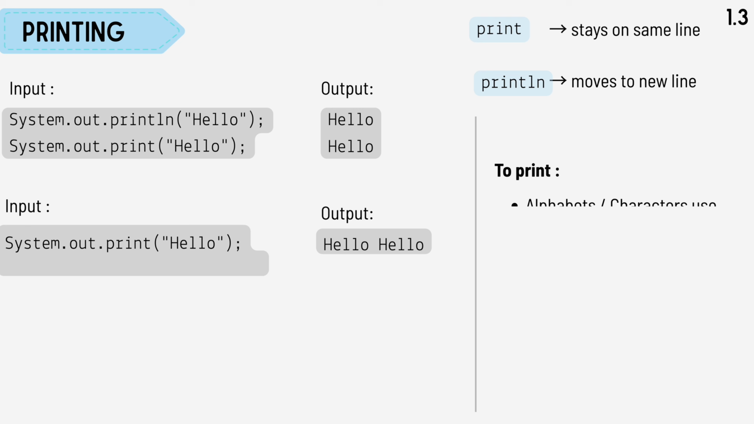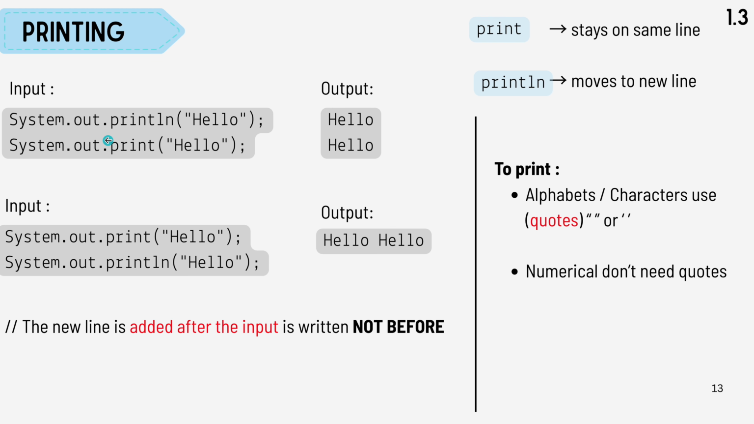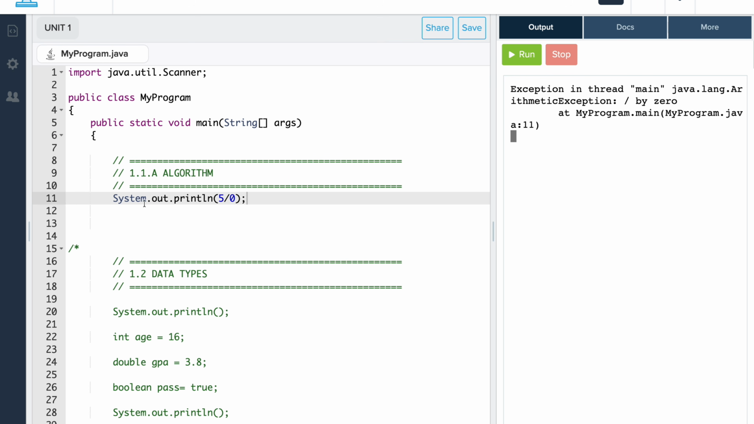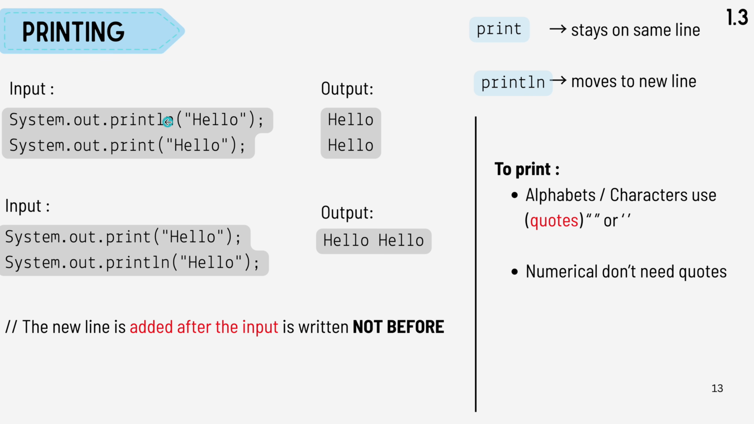Okay, keep moving. Printing is what I've been doing over here. It's basically System.out.println for a new line and System.out.print for just on the same line. So ln inserts the new line after the input code. So over here, since I have ln, it adds a new line and then goes to the next line. Over here, since I don't have it, it just prints on the same line.